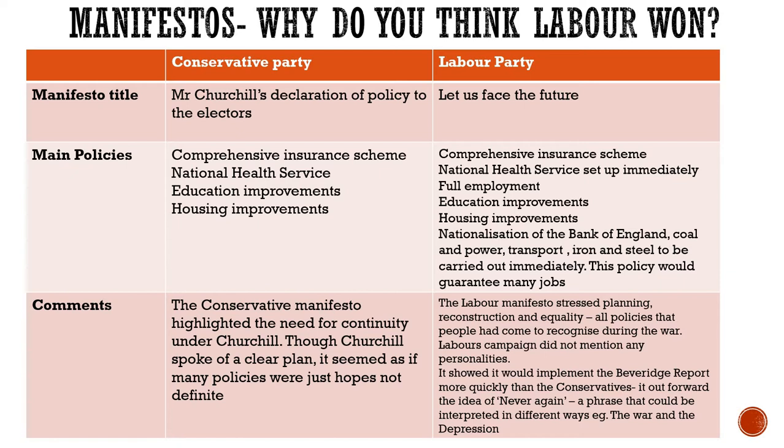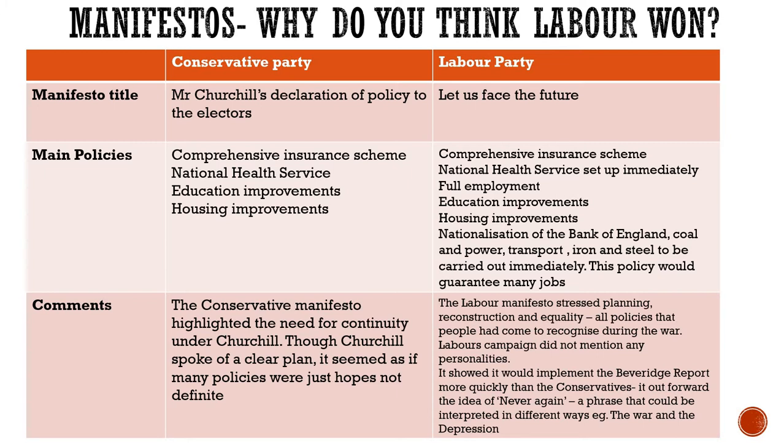This policy would probably guarantee many jobs. And what did people comment on it? The Conservative Manifesto highlighted the need for continuity under Churchill. We need Churchill to get us through this. We need to continue with him. He's done a good job so far. Let him carry on. Though Churchill spoke of a clear plan, many of his policies seemed to be hopes, not definites. The Labour Manifesto stressed planning, reconstruction and equality, all policies that people had come to recognise during the war.